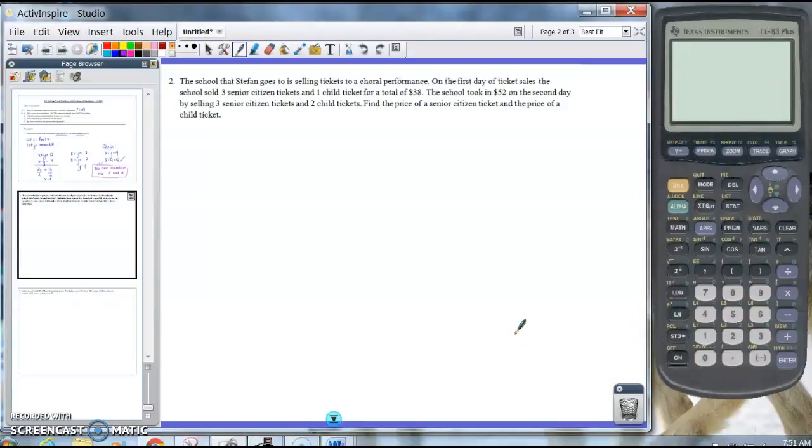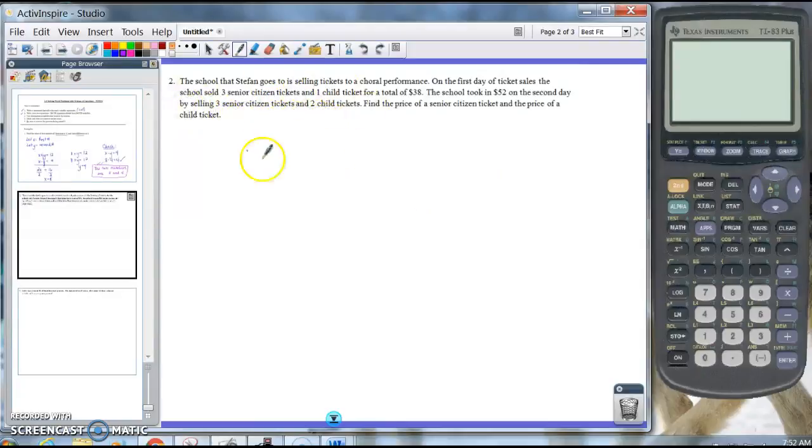Oftentimes you'll see problems like this. So we're going to break it out step by step so you can see what it is that we're going to do. It says the school that Stefan goes to is selling tickets to a choral performance. On the first day of ticket sales, the school sold 3 senior citizen tickets and 1 child ticket. Then they sold 3 senior tickets and 2 child tickets the next day.